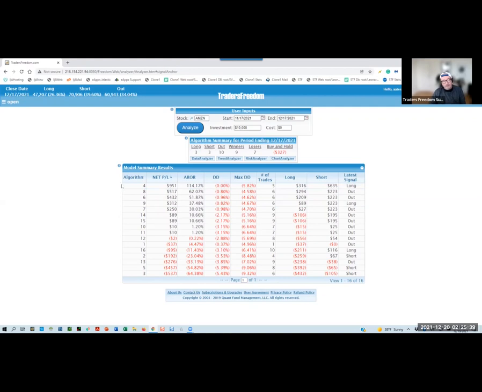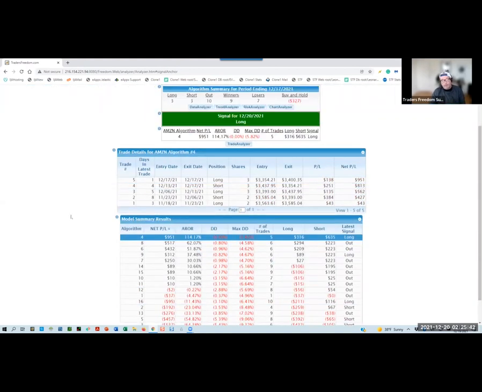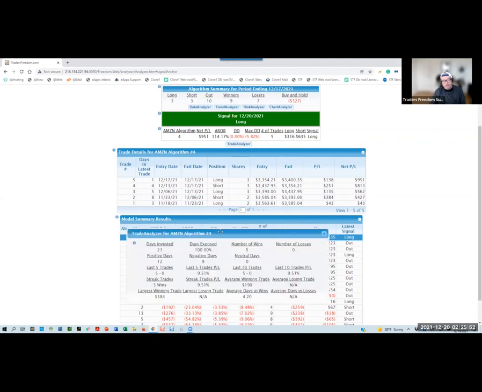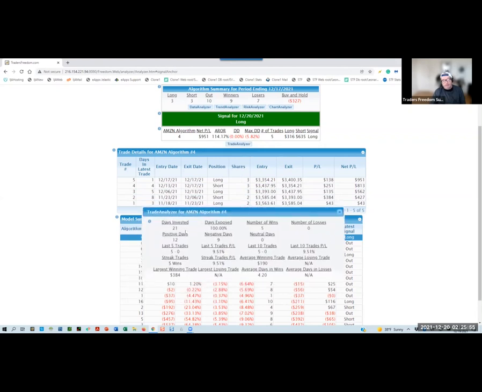So if we click on this algorithm, we knew that there were no losing trades because it had a 0 drawdown. All 5 of them made money. And when we look at your trade analyzer, it was in 21 trading days, which is 100% of the time. It had no average losing trade because it never lost. Average winner was $190.